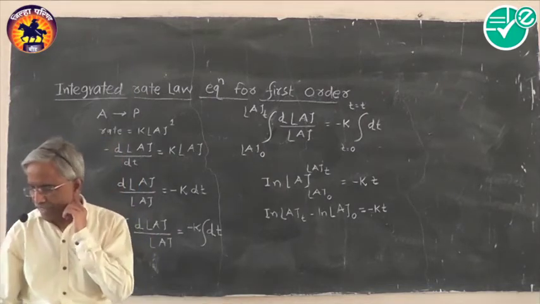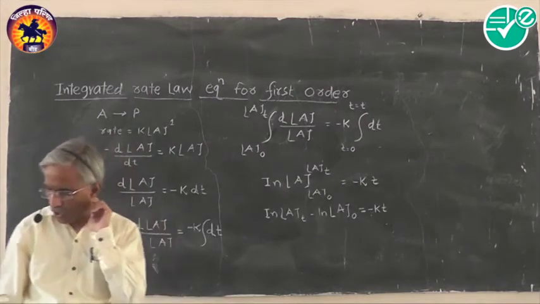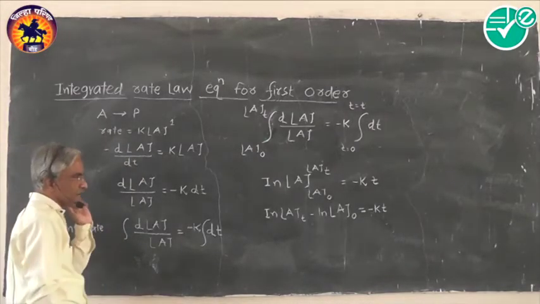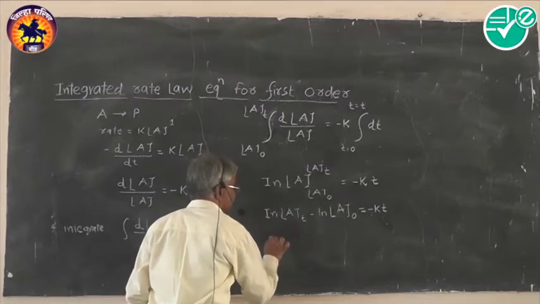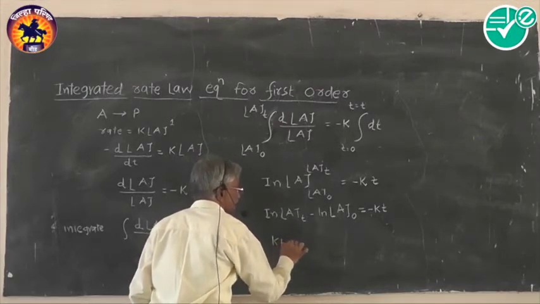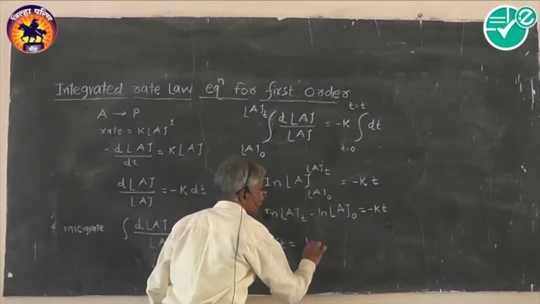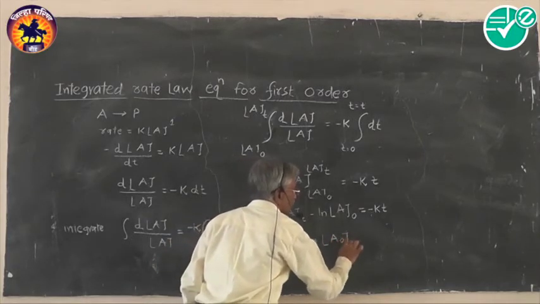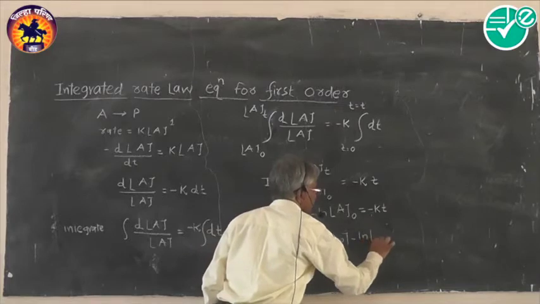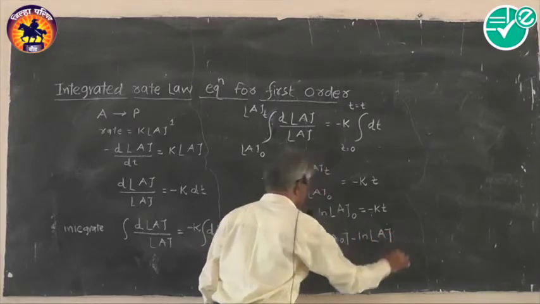So we can solve it like this, or absorb the minus sign, then we will have kt. I can write it like this: kt equal to ln A0 minus ln concentration A.